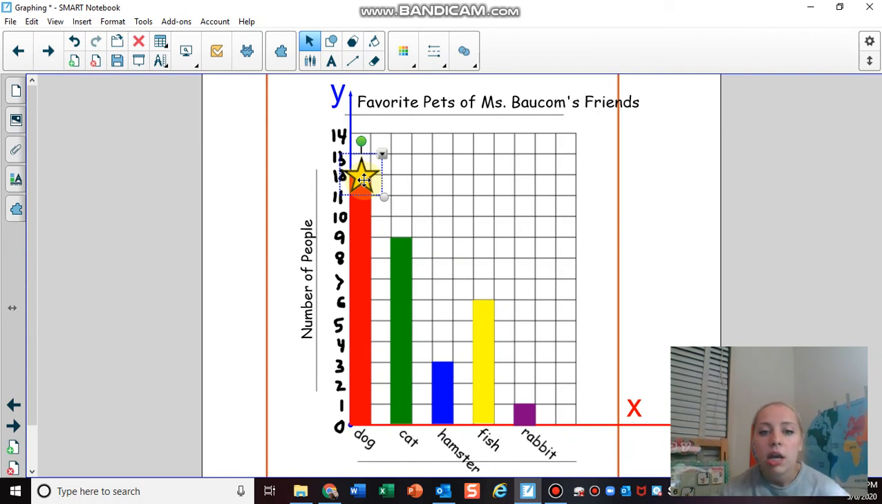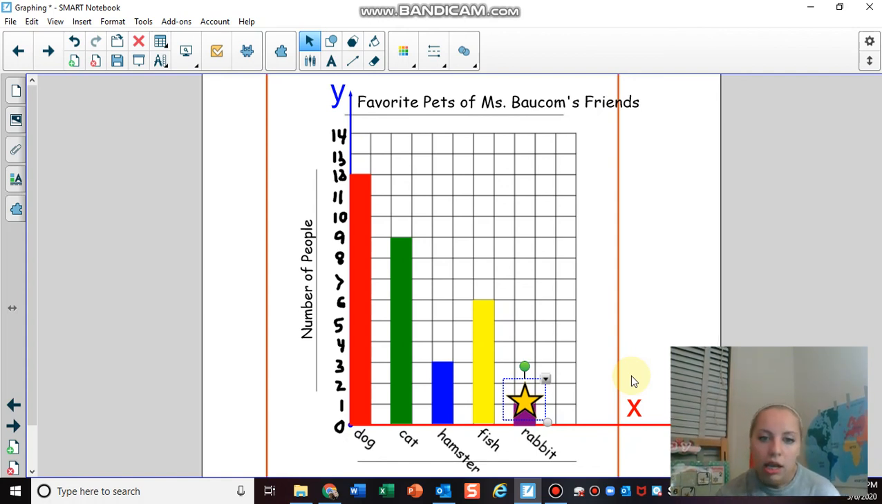Which pet was the least popular among Miss Baucom's friends? That means we just look for the bar that is the lowest. We can clearly see that it's rabbit. Rabbit only got 1 vote, so rabbit is the least popular pet among my friends.